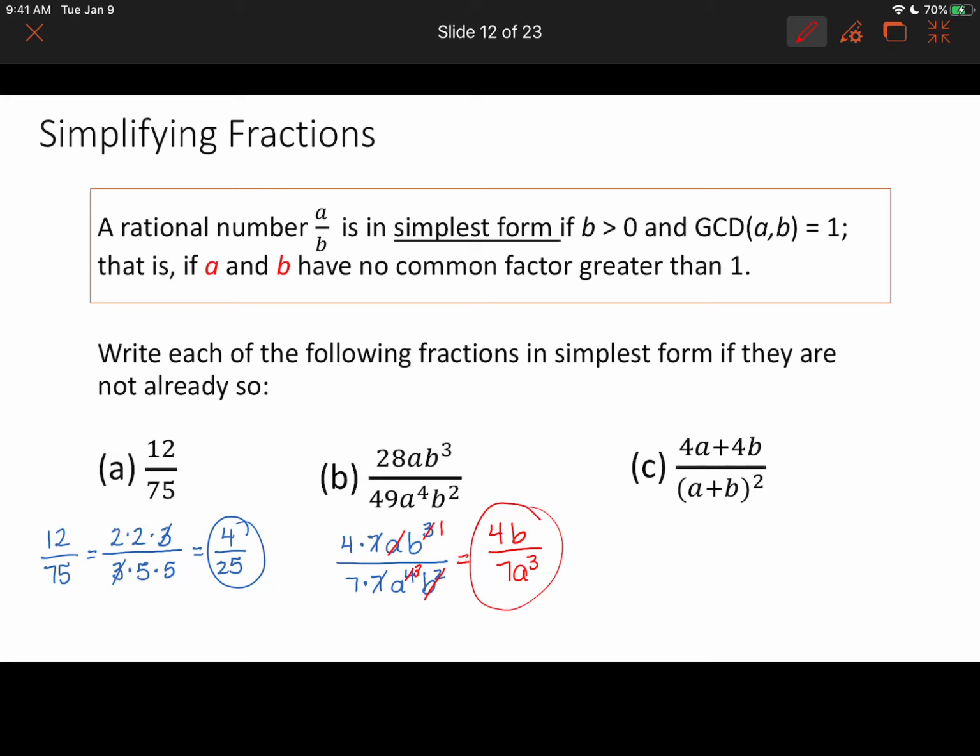Okay, what about in C? Well, on top I could factor a 4 out. So I've got 4 times (a plus b) over the quantity (a plus b) squared. And we can think of that as (a plus b) to the 1st. And so I can cancel one (a plus b) here, and I'm left with 4 over a plus b.